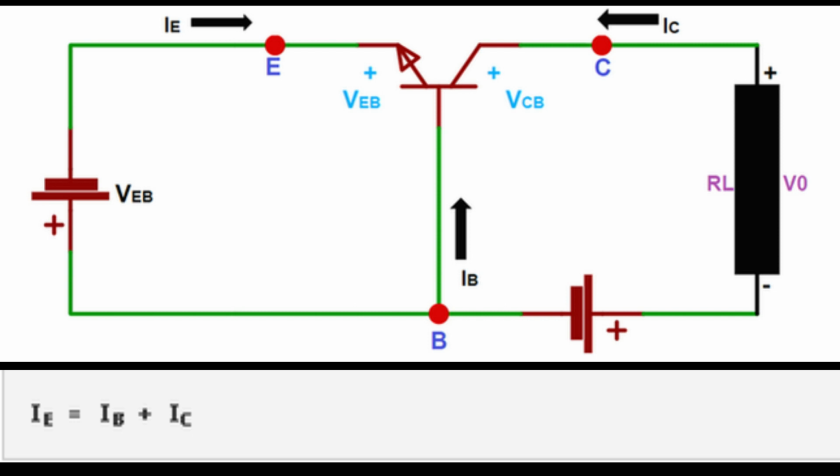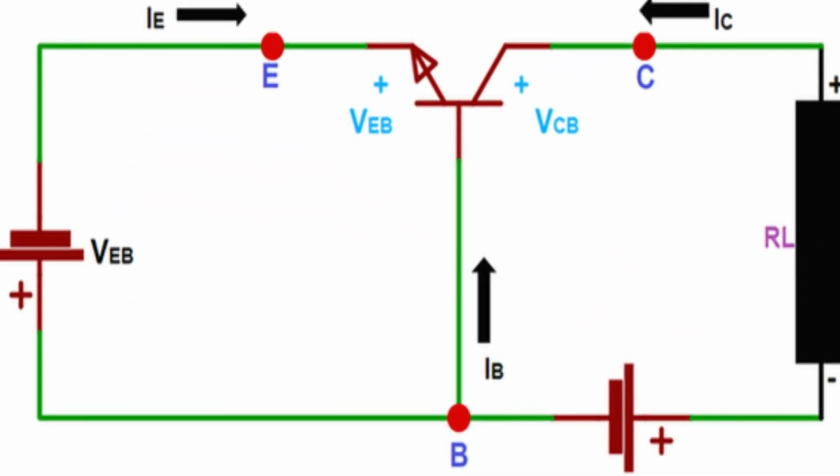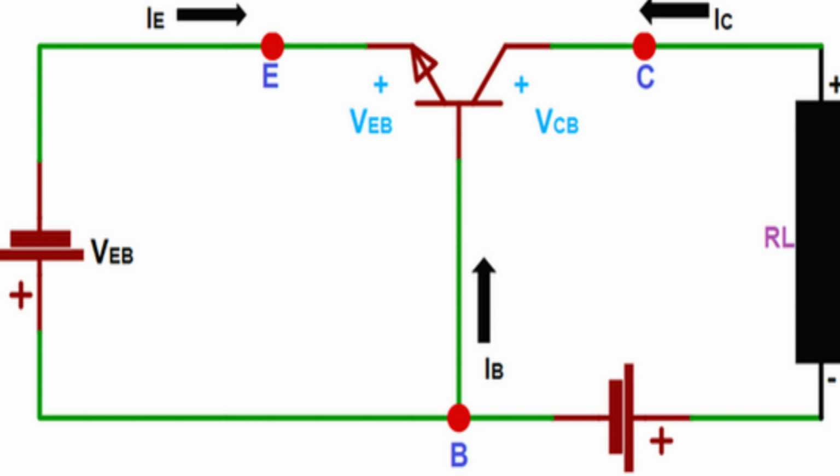Similarly, when you consider the PNP transistor, it operates in the same way as the NPN transistor. But in PNP transistors the majority charge carriers are holes, positively charged particles. But in the NPN transistor the charge carriers are the electrons, negatively charged particles.